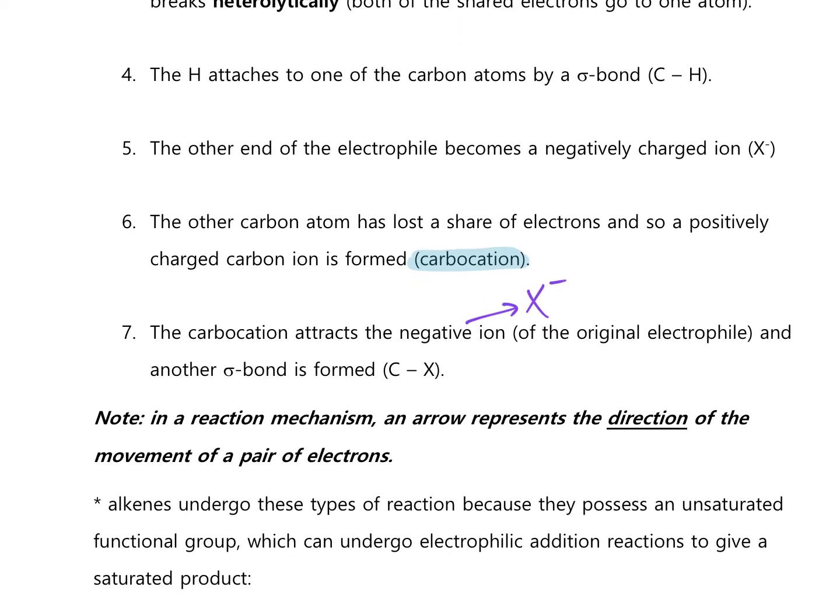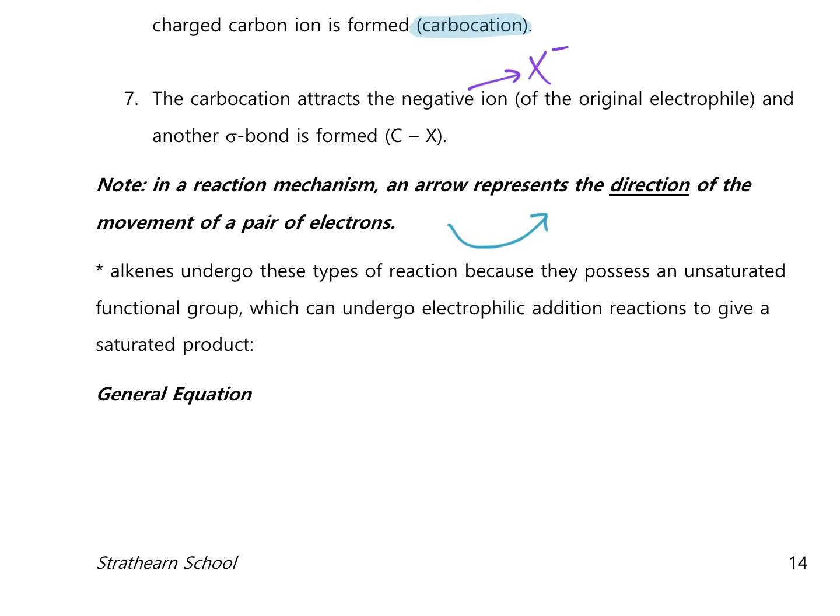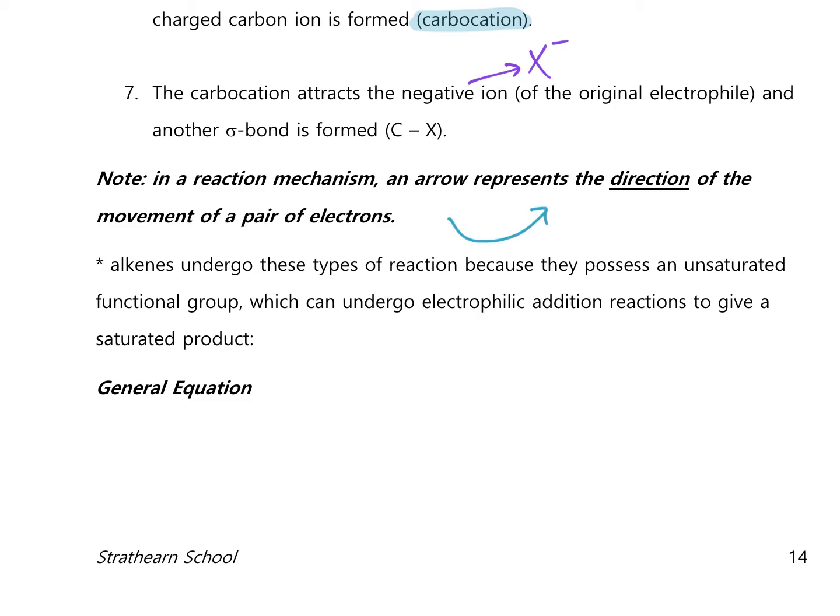And just a reminder that in a reaction mechanism, an arrow represents the direction of a movement of a pair of electrons. And it's a curly arrow that we draw, something like this. And because it's a double-headed arrow, that means it's showing the movement of a pair of electrons. And then just a brief note underneath to summarise this general mechanism and a general equation.